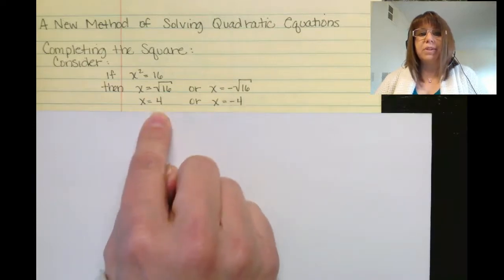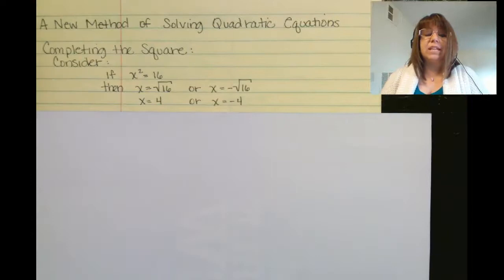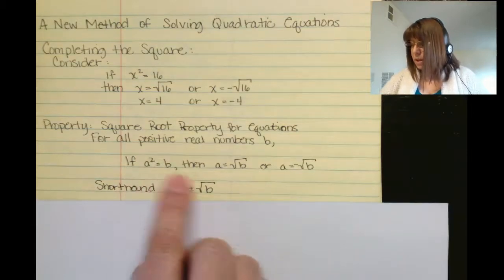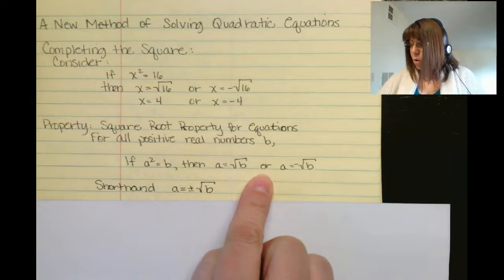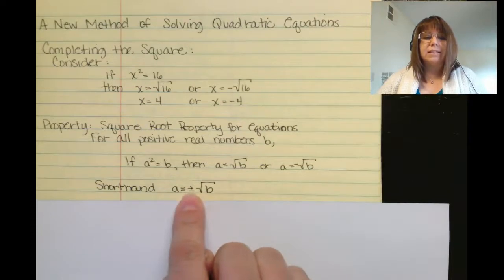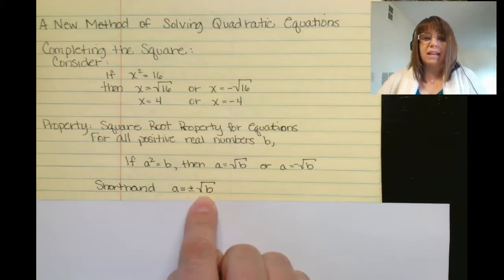That was a lot simpler than moving the 16 to the left-hand side, then factoring, then breaking it apart into individual equations to solve that equal 0, and then solving for x. Now we have a new property that we can use, the square root property for equations. For all positive real numbers b, if a squared equals b, then a will equal the square root of b, or a will equal the negative square root of b. So the shorthand to this is a equals plus or minus the square root of b.